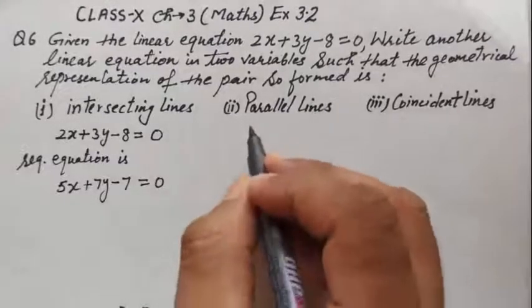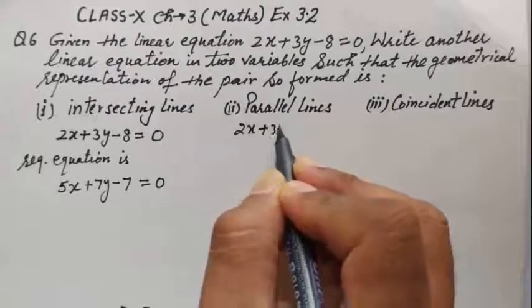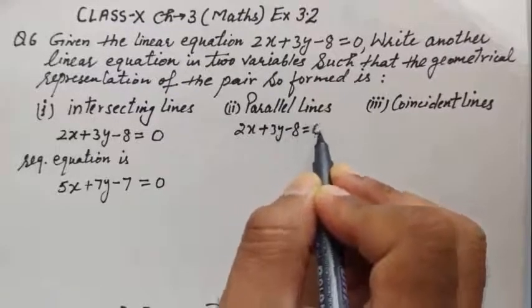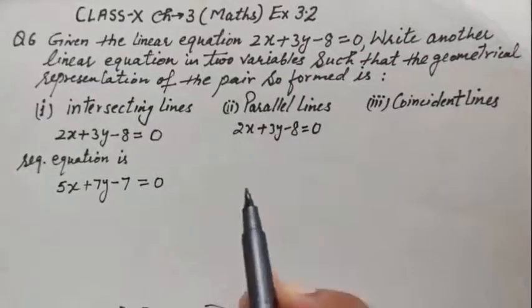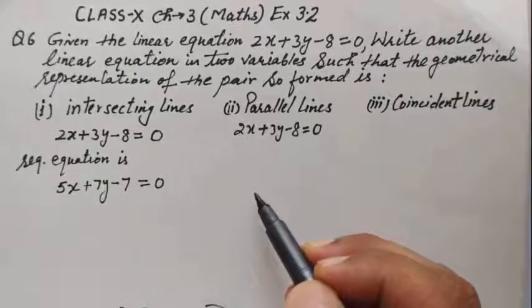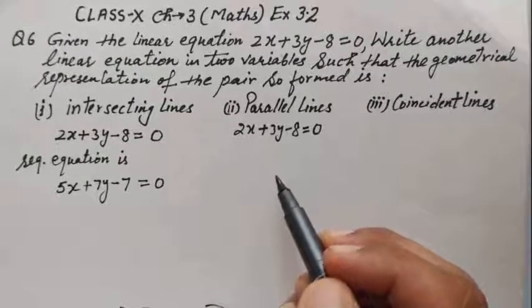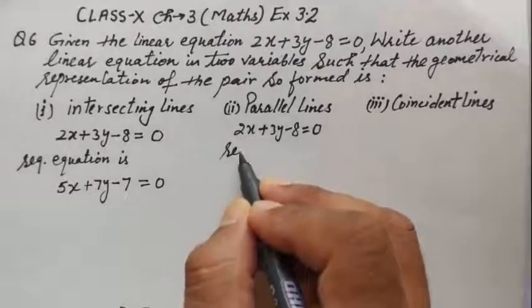So let's do the second part. The given line is this one, and I have to write one more line such that these two lines are parallel. For parallel lines the condition is a1/a2 = b1/b2 but not equal to c1/c2. So how do we create this condition?